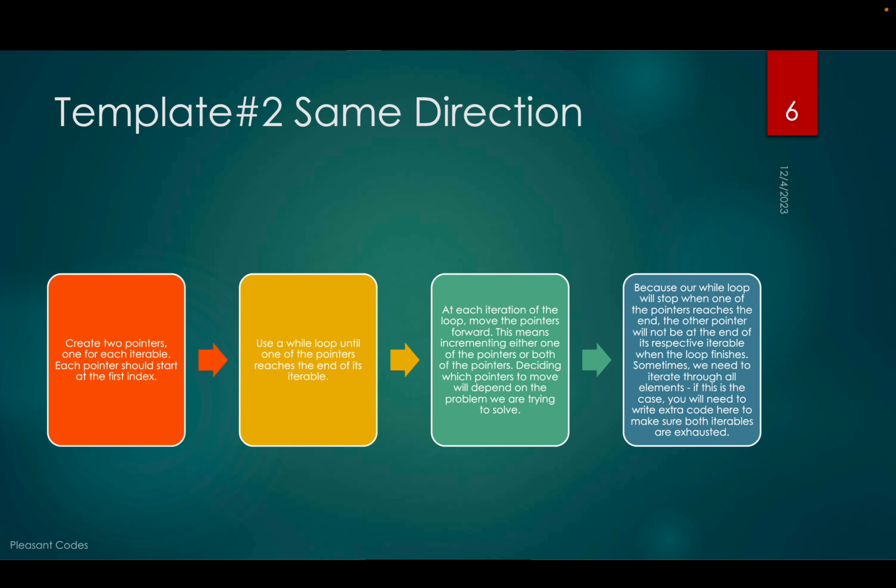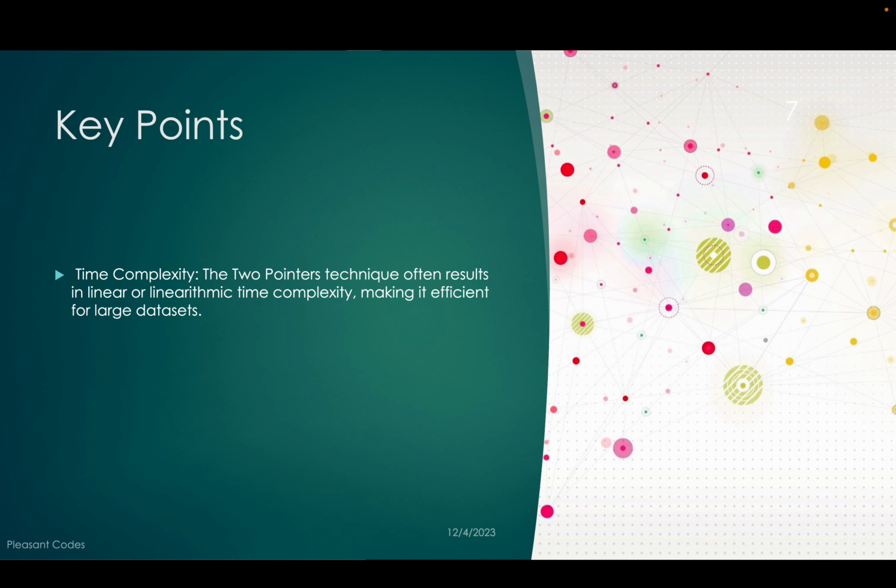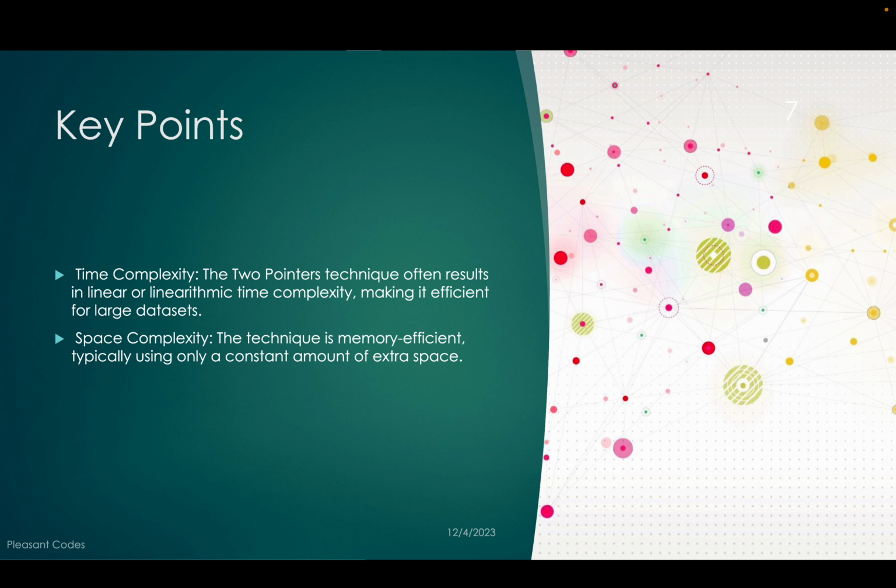So these are the two templates, same direction and opposite directions. The key point to remember with the two-pointer approach is that the time complexity is often linear or linearithmic, and that makes it efficient even for large data sets. And for the space complexity, we are only using two variables to hold the integer pointers, right? So this is a very memory efficient technique.